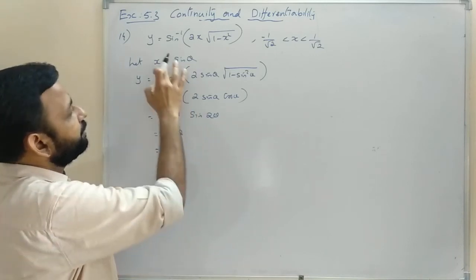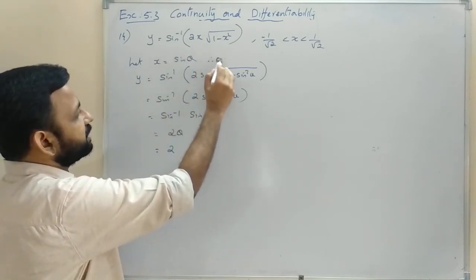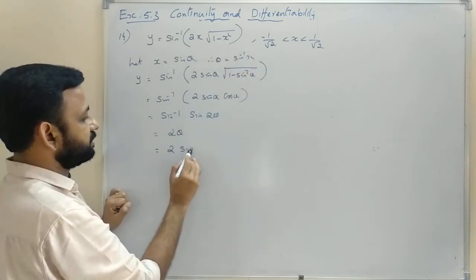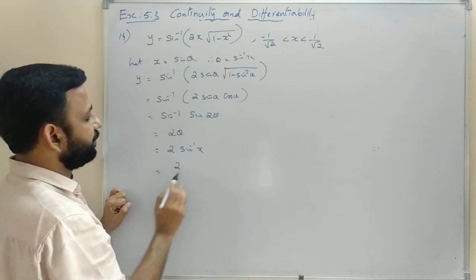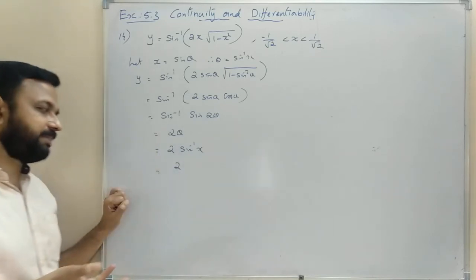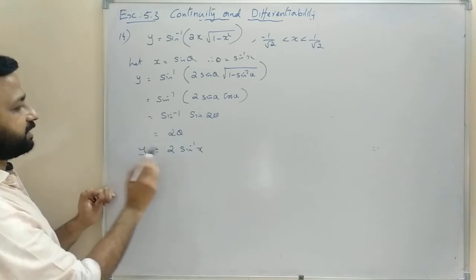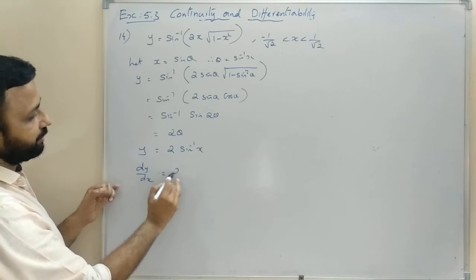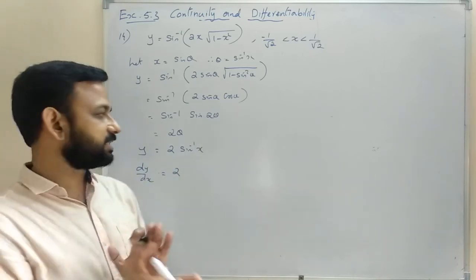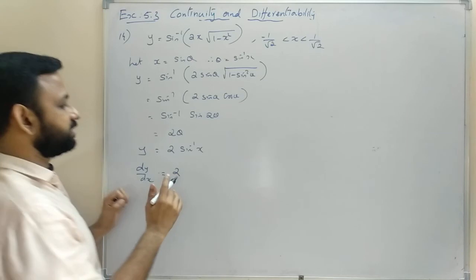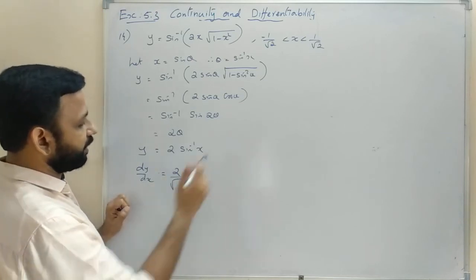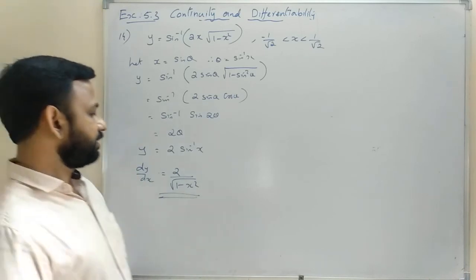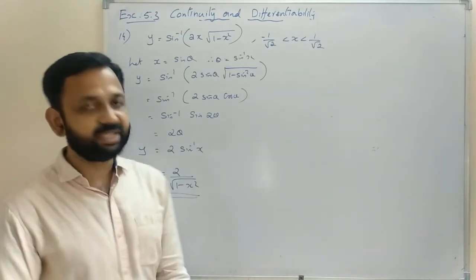If x is equal to sin theta, therefore theta is equal to sin inverse x. So y is equal to 2 sin inverse x. Now we can differentiate. dy by dx is equal to 2 into derivative of sin inverse x, that is 1 upon under root 1 minus x square. So this is the answer: dy by dx is equal to 2 upon under root 1 minus x square.